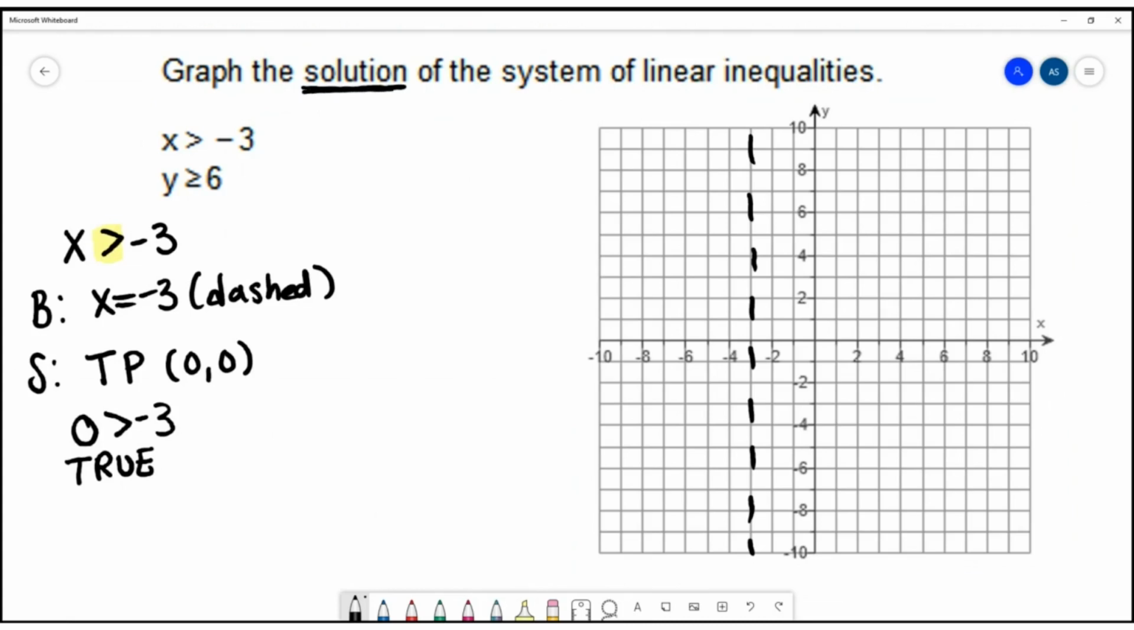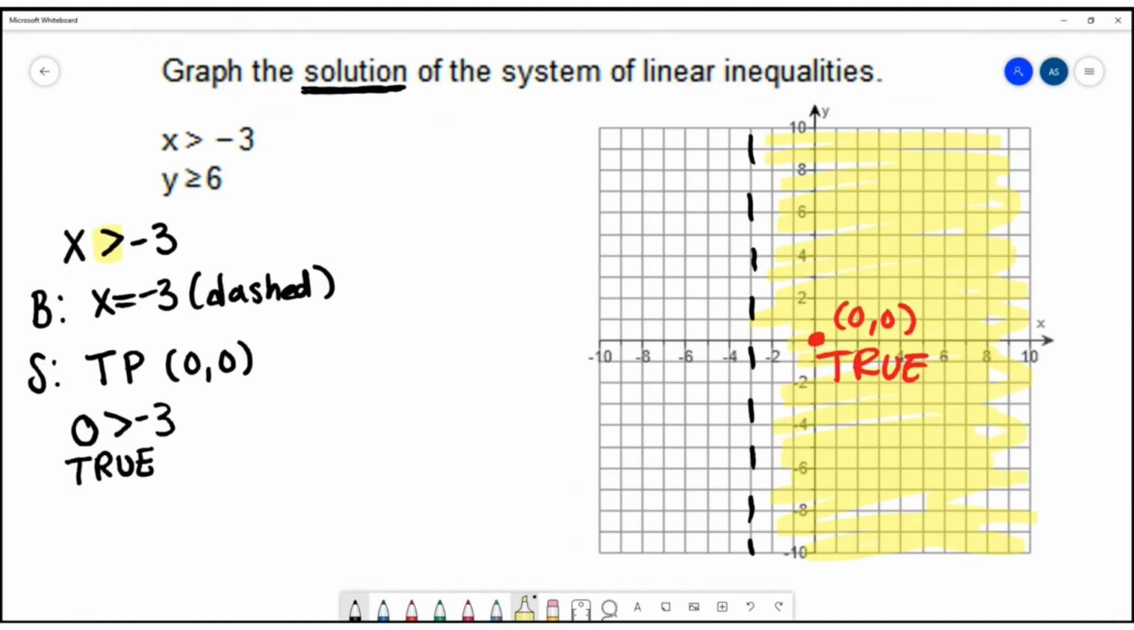Remember, we're looking for solutions. Solutions make the inequality true. So our test point is right here, 0, 0, and it came out true. So we want to shade the right side of the line because those are the solutions. If my test point would have come out false, I want to shade the other side of the line.